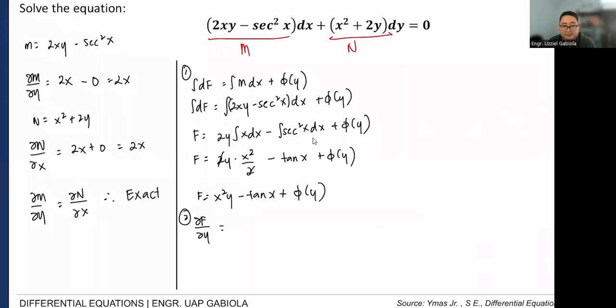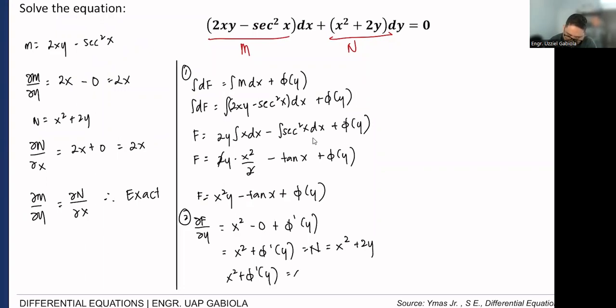Ano po? X squared lang po. Yung second term, zero po ba? Okay, zero. 0 plus phi y. Okay? Kung nakuha natin yan, equate daw natin sa n. Okay? Equate natin sa n. Ang value ng n natin is x squared plus 2y. So, x squared plus phi is equals to x squared plus 2y. Mangyayari sa x squared natin will be eliminated. So, makukuha natin is phi is equals to 2y.